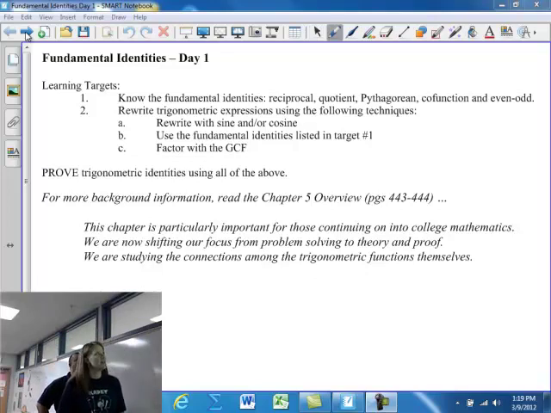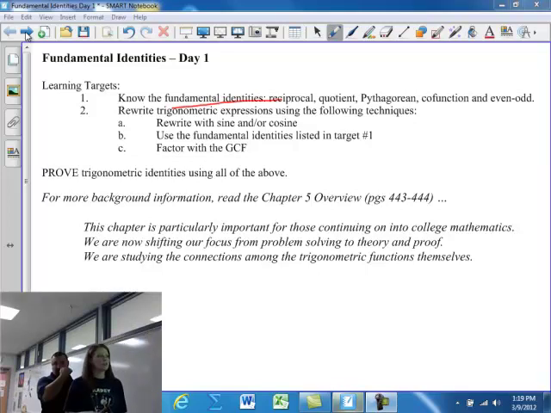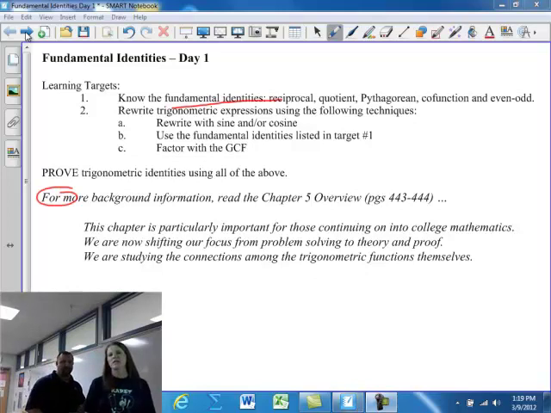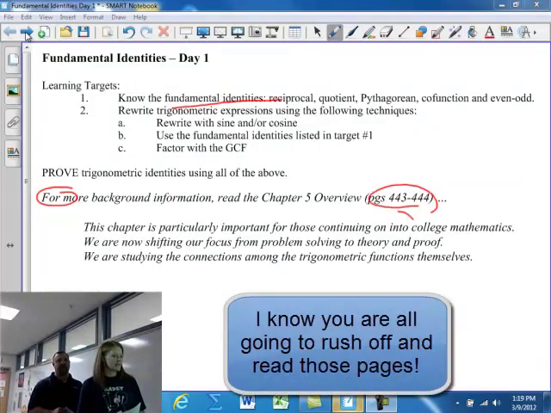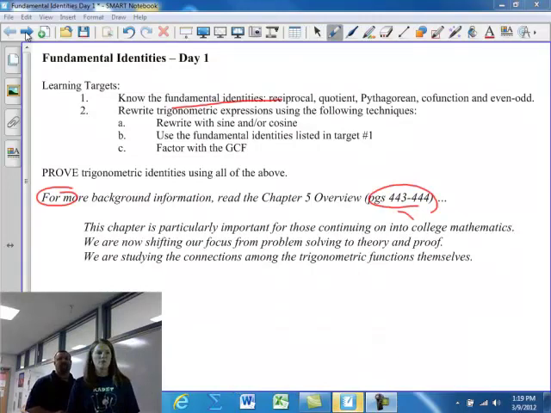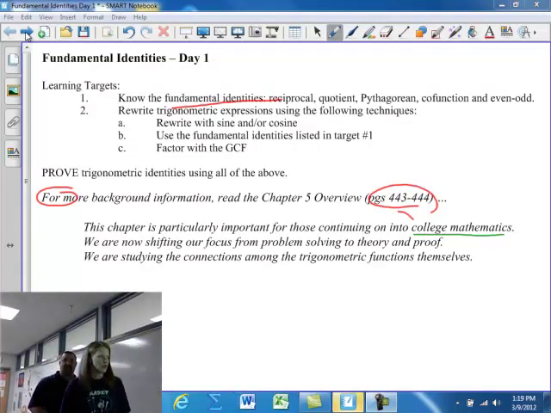All right, the thing about chapter 5 is we're going to start talking about these things called fundamental identities today. A couple of them you already know, a couple you don't, so don't stress out about that. There's a little bit more background information in your book on pages 443 and 444, but basically the chapter is really about those who are going on in mathematics, because college math is pretty theoretical and pretty hard and very abstract. And all about proofs. So we're shifting from solving the problems to theory, to proof.